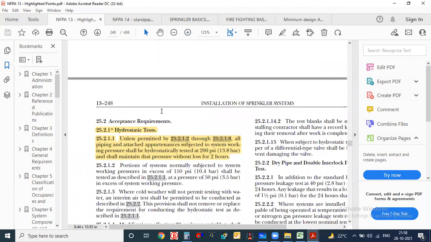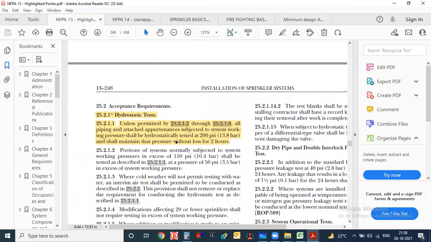Hydrostatic test. Here they have given the hydrostatic test. The test pressure should be maintained at 200 psi and the test shall be conducted for 2 hours. So I have taken this point only. The maximum pressure of the sprinkler is 175 psi. Test pressure will be 200 psi. So just remember this thing.